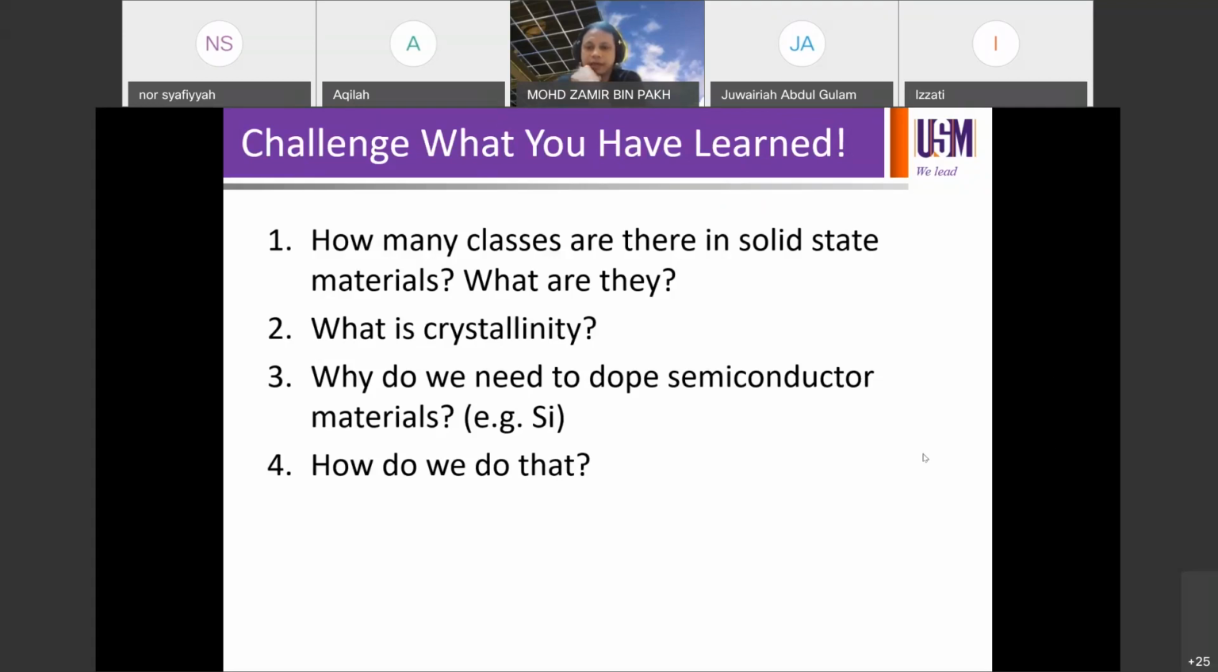Mushfiq said add group 3 or group 5 elements to group 4 elements. In this case, silicon is from group 4, and silicon is the host atom, the host semiconductor or host lattice. You can add group 3 or group 5 into the silicon lattice. If you add group 3, it's going to be p-type. On the other hand, if you use group 5, you make the silicon n-type. P is positively charged, N is negatively charged.